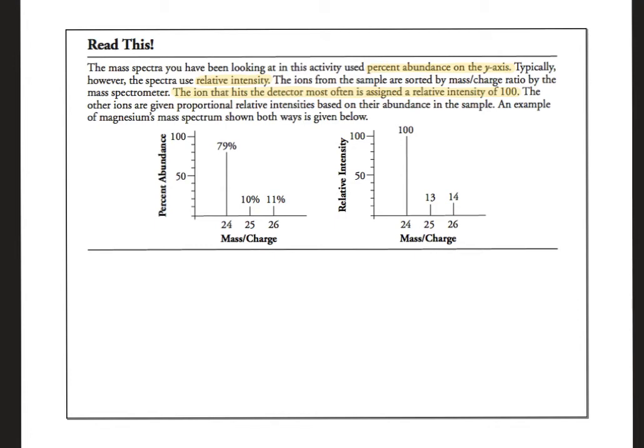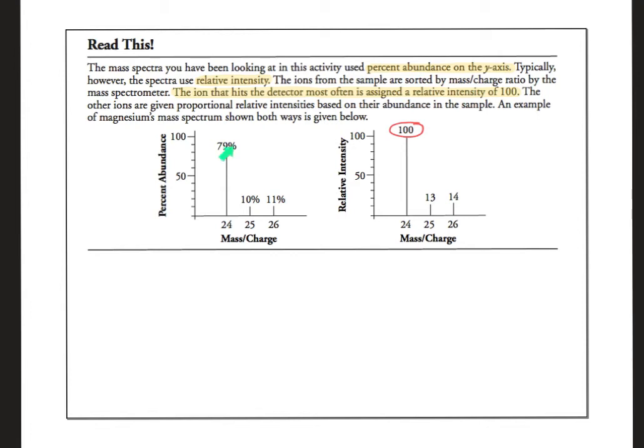The ions from the sample are sorted by mass to charge ratio by the mass spectrometer. The ion that hits the detector the most is assigned a relative intensity of 100. So what this tells me is that the ion with the mass of 24 hit the detector the most, so it automatically is assigned 100. The other ions, so these two ions, are given proportional relative intensities based off their abundance compared to this one at 100. So let's look.